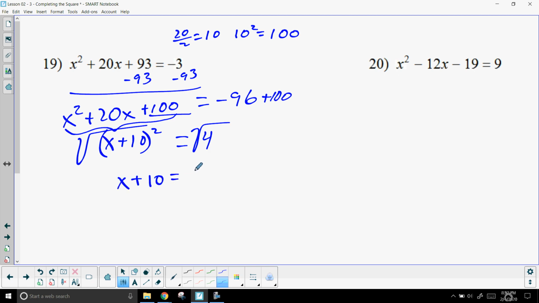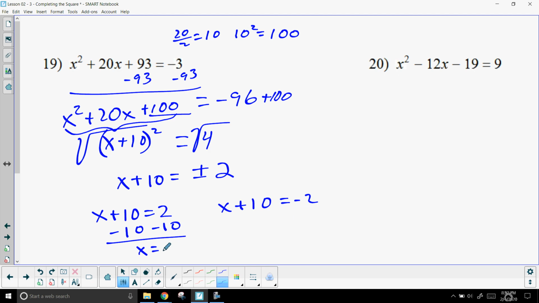Split it up, or if you're at the point where you just do it in your head, whatever, more power to you. Subtract 10. And this is negative 8. Subtract 10. And this is negative 12.